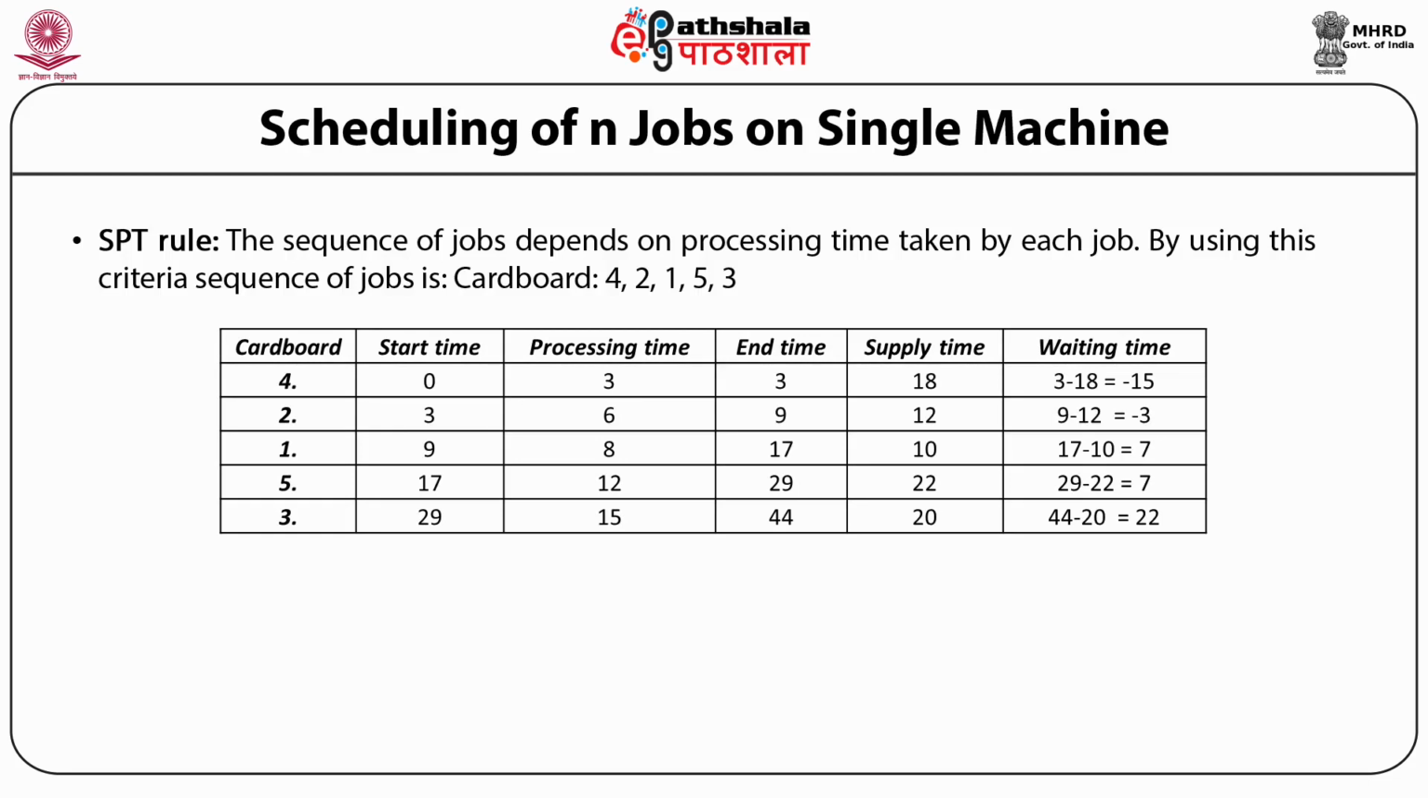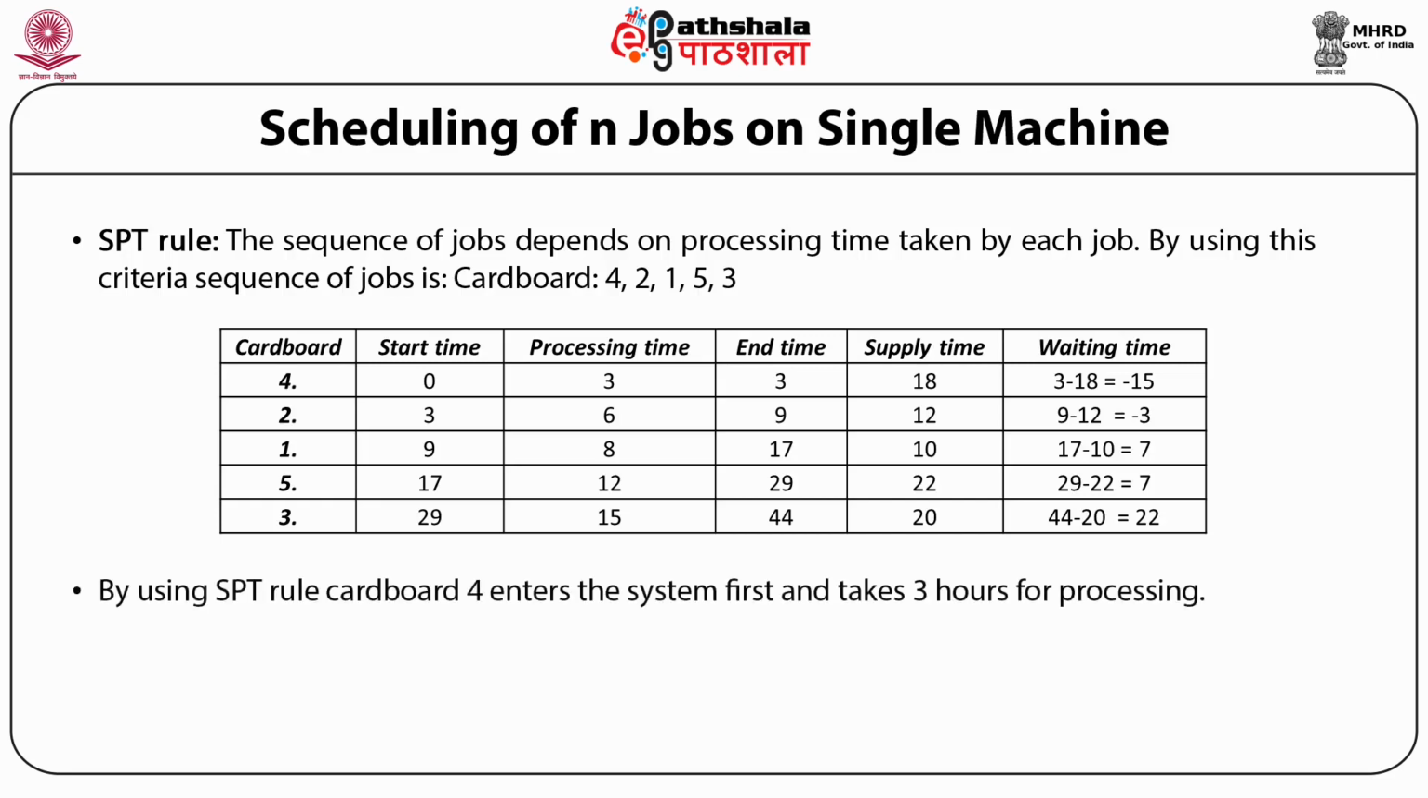Cardboard 4, start time 0, processing time 3, end time 3, supply time 18, waiting time becomes 15. Cardboard 2, start time 3, processing time 6, end time 9, supply time 12, waiting time becomes minus 3. Cardboard 1, start time 9, processing time 8, end time 17, supply time 10, waiting time becomes 7 hours. Cardboard 5, start time 17, processing time 12, end time 29, supply time 22, waiting time becomes 7. Cardboard 3, start time 29, processing time 15, end time 44, supply time 20, waiting time becomes 22.